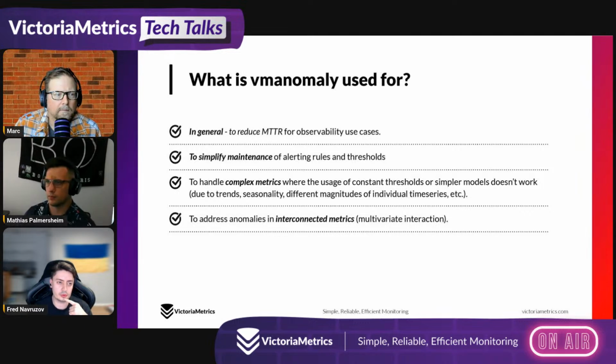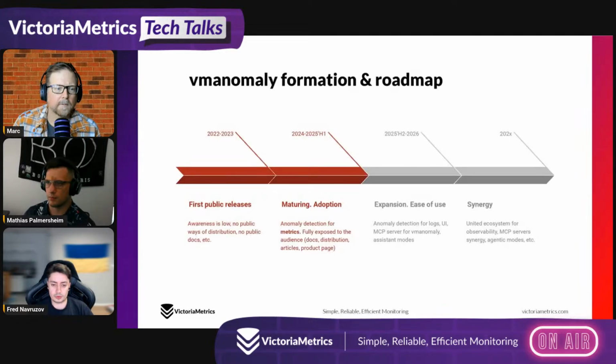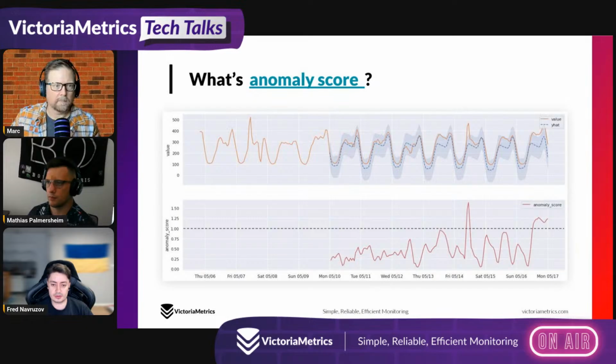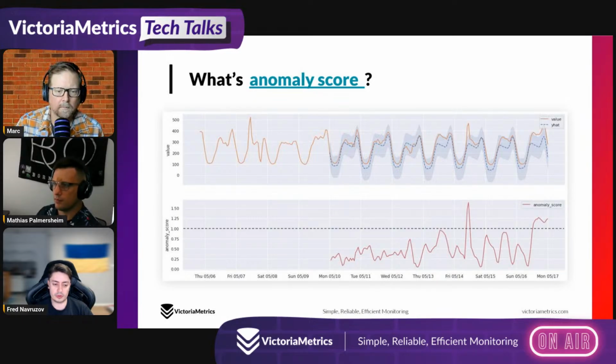I will shortly switch to my Grafana dashboard to make an example of what is a complex metric and what isn't, where a constant threshold just doesn't work. For example, like this. Here you have some seasonalities. Also, you can have trends where your data is gradually increasing or decreasing over time, and some other weird behavior as well.